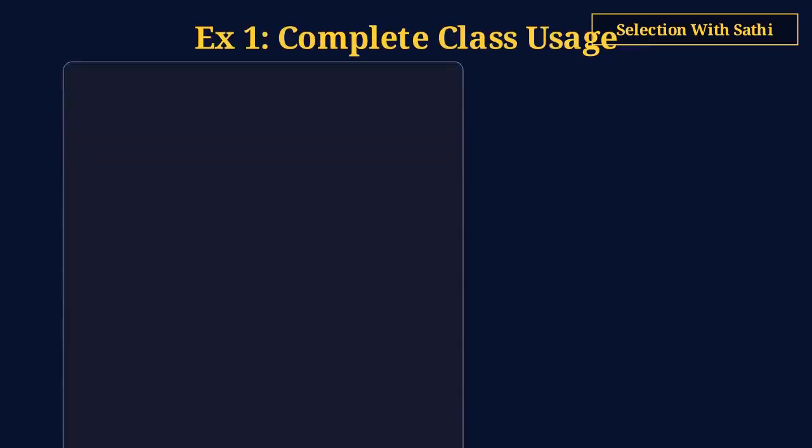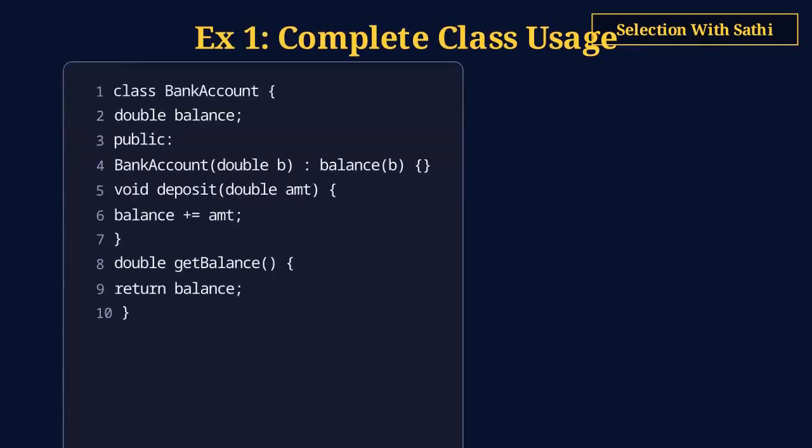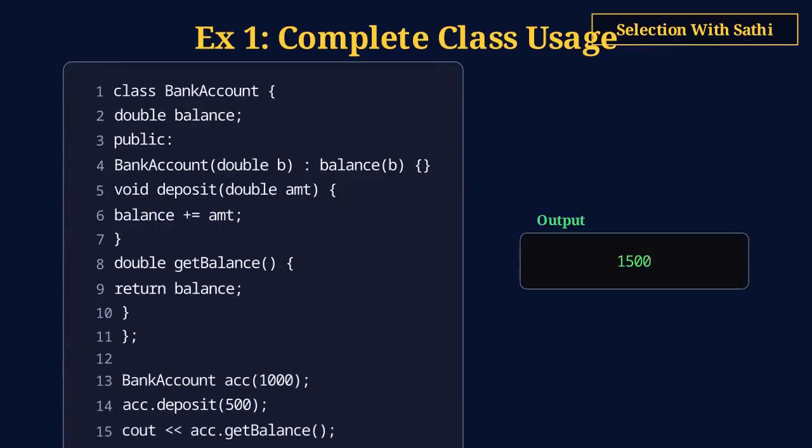First example: rectangle class with constructor. We define class Rectangle with private members W and H for width and height. The constructor takes two doubles and uses an initializer list, W(W), H(H). The area method returns W times H. We create an object Rectangle R(5, 3). R.area() returns 15. The constructor initializes the object and the method computes the result.